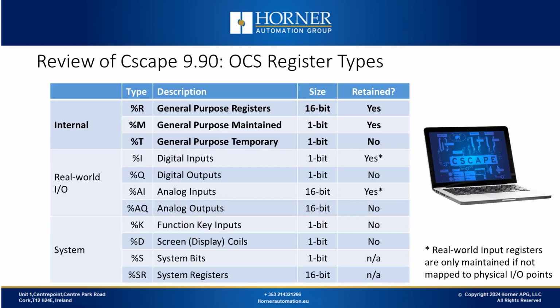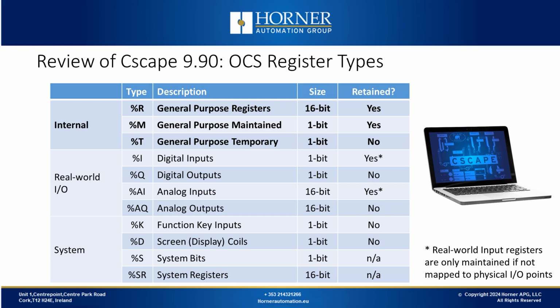We will start our Cscape 9 review by looking at the different OCS register types that make up the structure of OCS program memory. In most logic languages supported by Cscape, variables created by system designers are ultimately mapped to these memory types, either manually or automatically. The top 3 data types highlighted in this table are the most frequently used register types for user variables in the program. %R memory is word type memory that is used for integer, double integer, and real variables. %M is used for retentive Boolean variables, and %T is used for non-retentive Boolean variables.